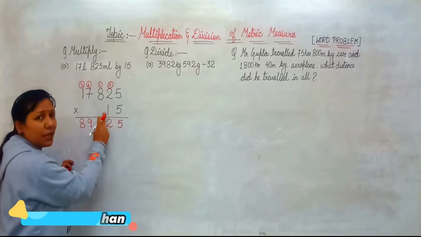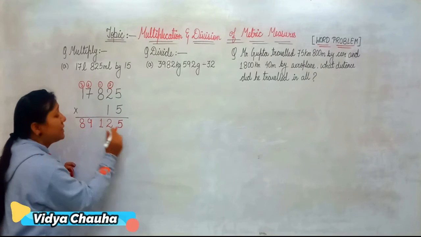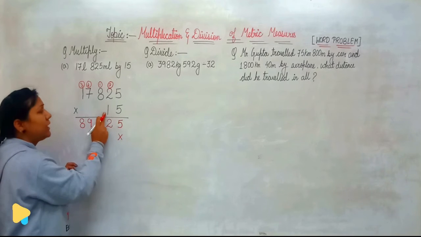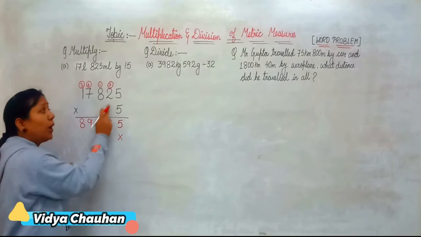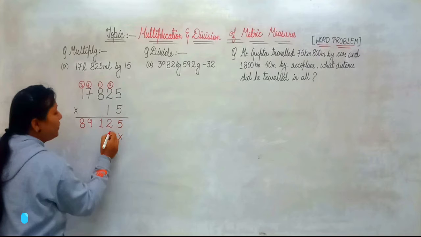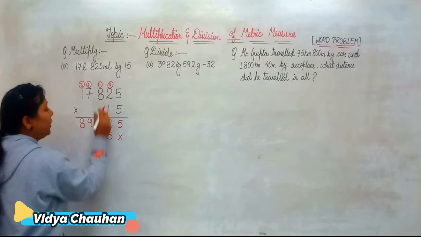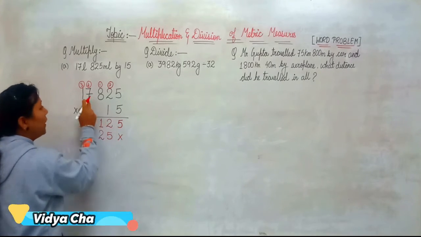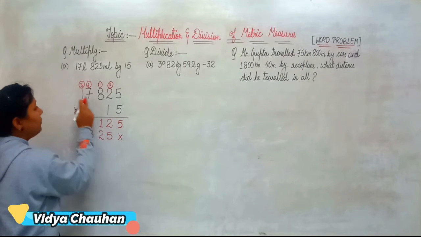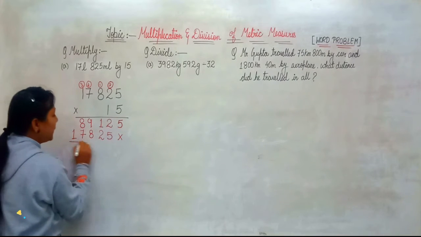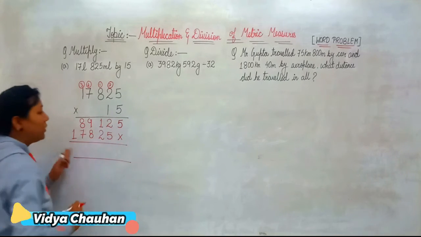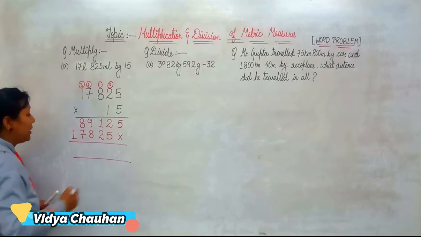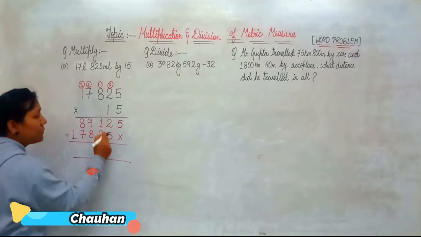Now we will multiply by the second digit also. The digit is 1. So put a cross at one's place and now let's start multiplying 1 with 5. So 1 5 is 5, 1 2 is 2, 1 8 is 8, 1 7 is 7 and 1 1 is 1. Understood students? Now this multiplication portion is done. Now it's time to put the addition.